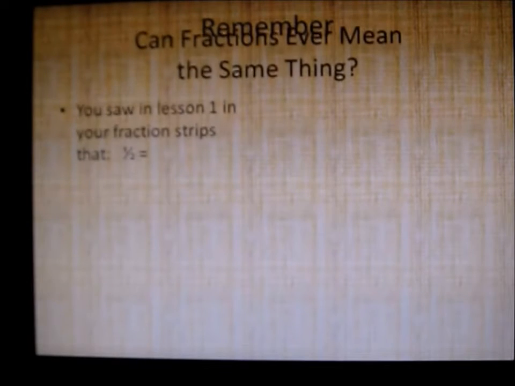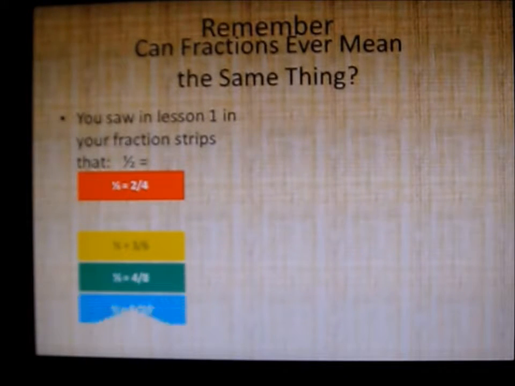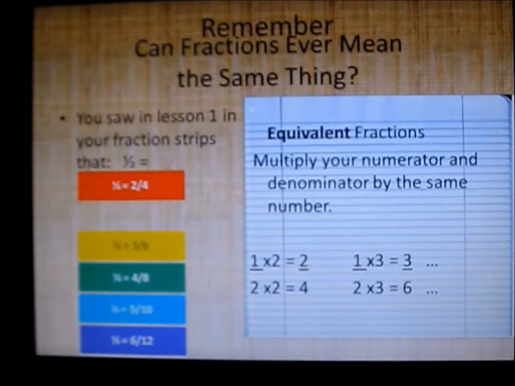Remember, can fractions ever mean the same thing? This you saw in Lesson 1. You saw on your fraction strips that 1/2 equals 2/4 equals 3/6 equals 4/8 equals 5/10 equals 6/12. For equivalent fractions, multiply your numerator and denominator by the same number.